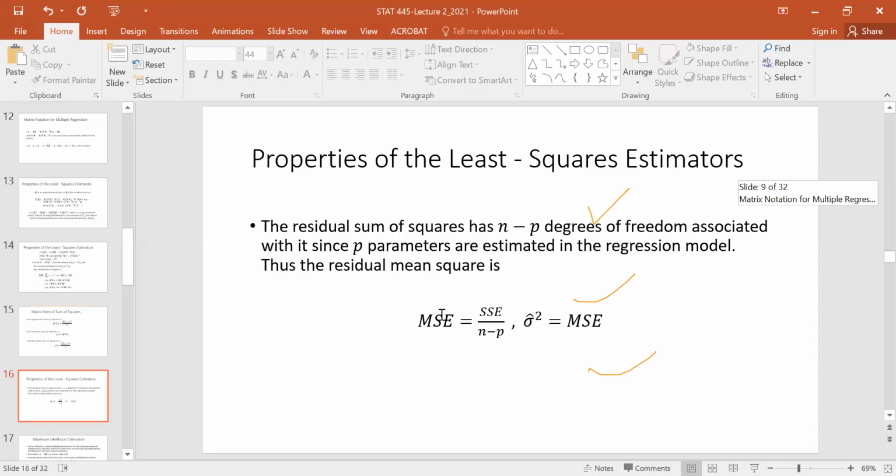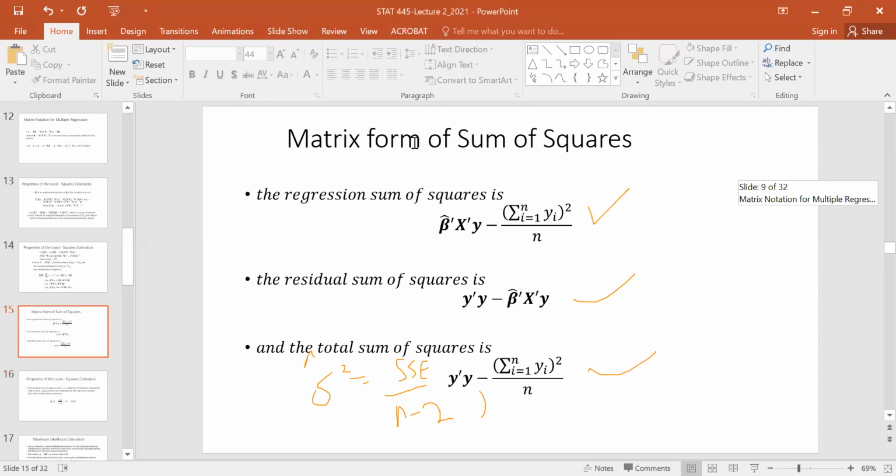So remember I told you that the MSE we did before, our sigma squared hat in a simple regression, was the SSE over n minus 2, right? Because there were two parameters, and here it becomes n minus p. Okay, SSE has been derived up here. SSE has been derived here. This is the one here.